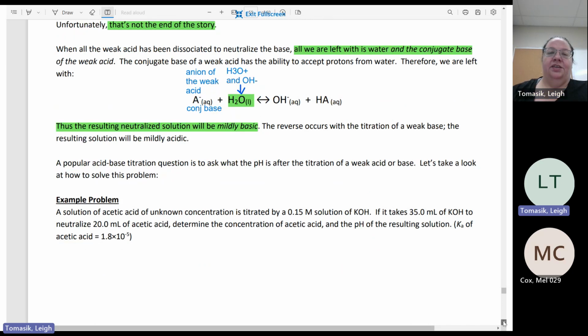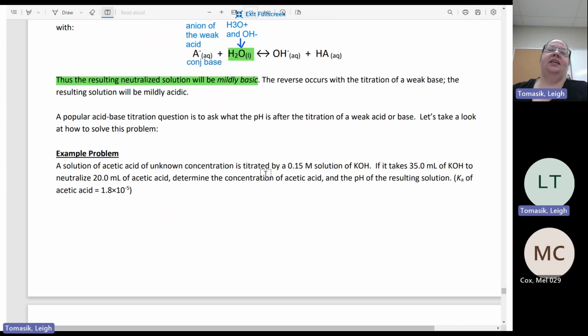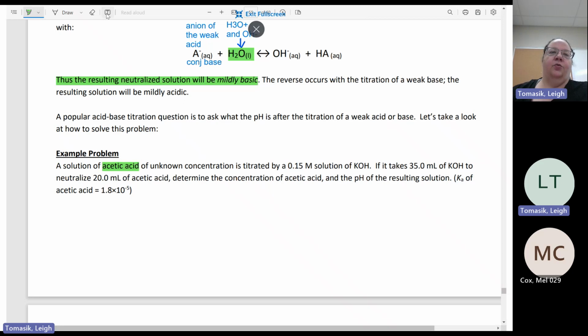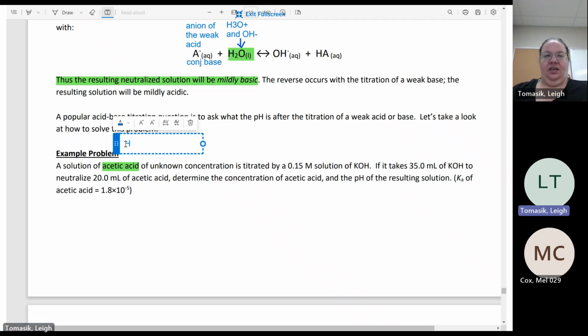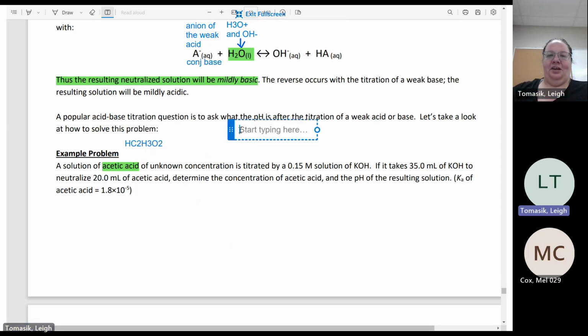Okay, so it says a solution of acetic acid of unknown concentration. So we have acetic acid, which is HC2H3O2, I think. I took a lot of biology, so I'm used to seeing it more like this. Two C's, yes. Okay, we're good.